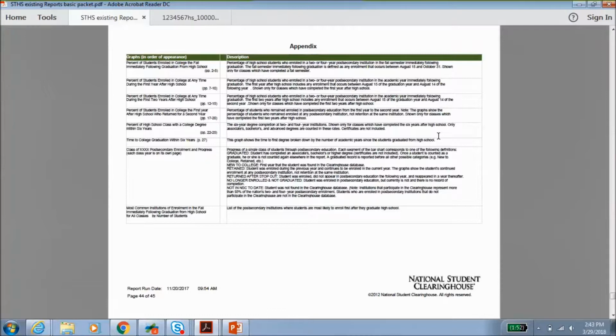I think sometimes people forget that this is back here, but it's a good resource to at least start with, and then if you have any questions, you can follow up with us. So that's the end of the basic packet.